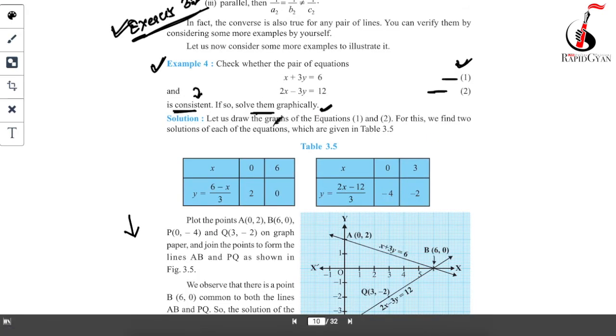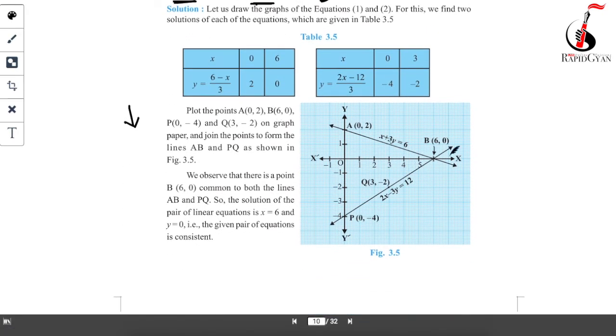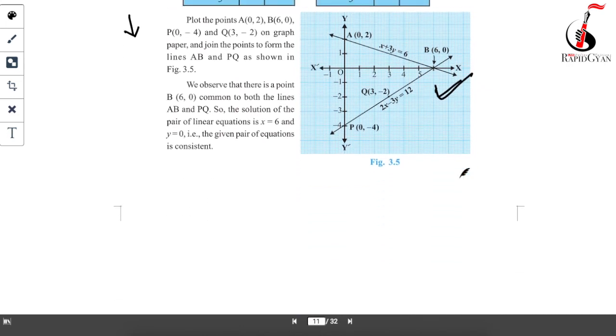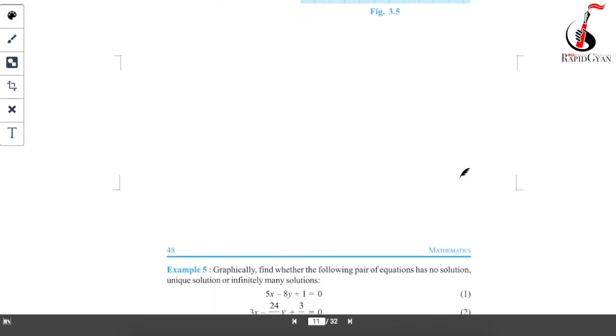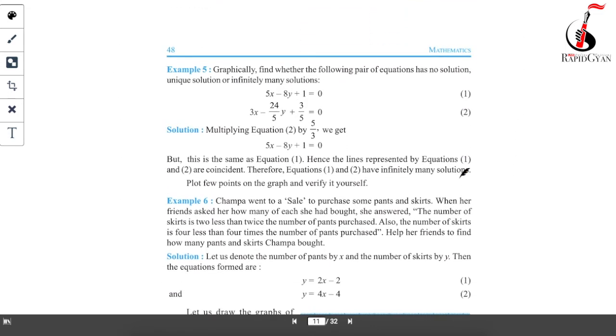So this is your example 4, and you can see over here that your answer is 6 comma 0. So in this way we represent it. Alright, so let's go to the next question. Next question is example 5: show graphically whether the following pair of equations has no solution, a unique solution, or infinitely many solutions. You will have to find it graphically, correct?